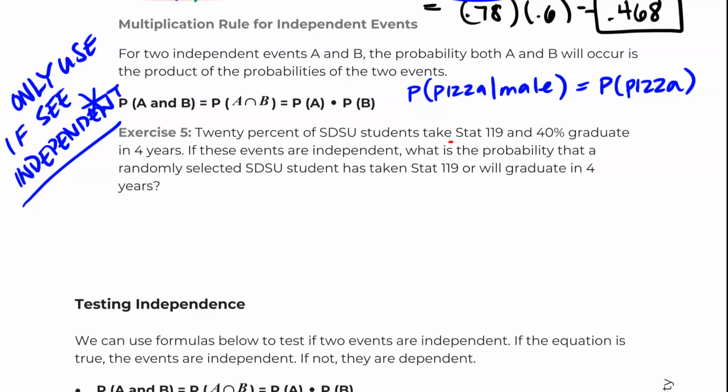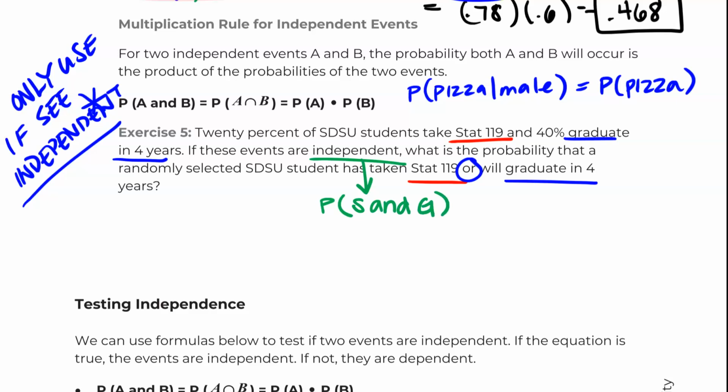So it's clear that we have Stat 119 listed a bunch. We also have graduating in 4 years. And I have some keywords that are super important to me. I've got this keyword of or between my two events. And I have this keyword of independent. As soon as I see independent, I think, okay, sweet, that means I can write down that independent rule: probability of Stat and graduate is equal to probability of Stat times probability of graduate.